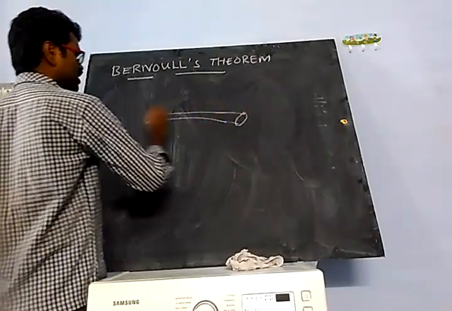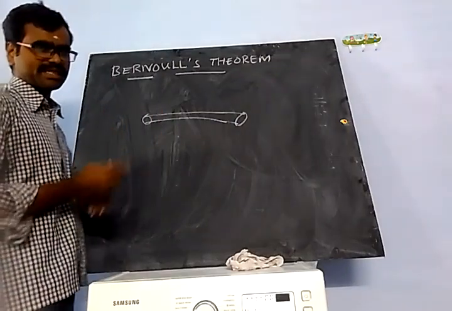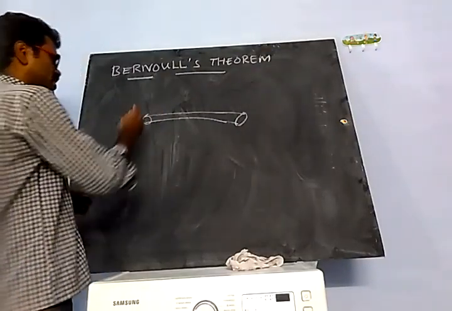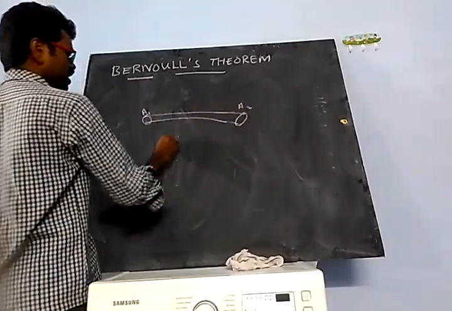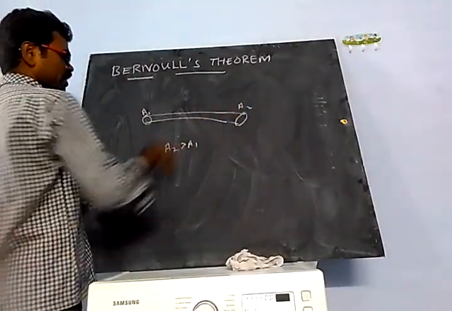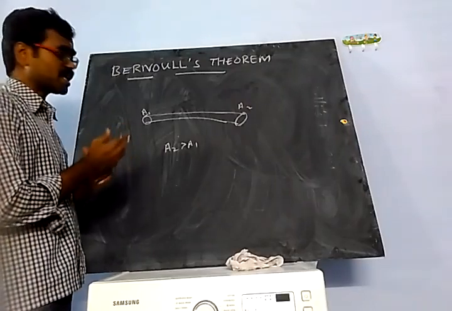This pipe has two variable cross sections. Cross section means the area. So here this is the area A1 and A2. Here A2 is greater than A1. So, two variable cross sections.